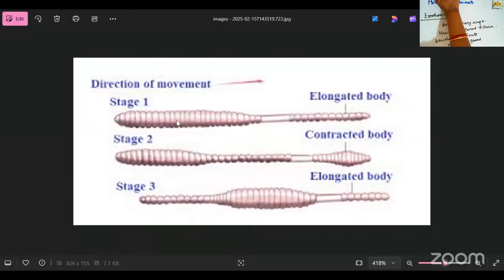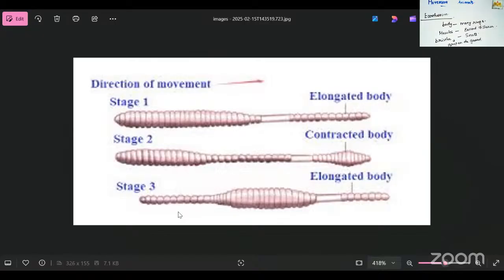In the first part, only the front portion is extended and the back portion of the body is fixed to the ground. Then in the second stage, they shorten, that is, contract the body. Only the back portion contracts in that place. And then in the third stage, they move forward. In this way only, the earthworm moves from one place to another. So this makes it move forward by a small distance only.